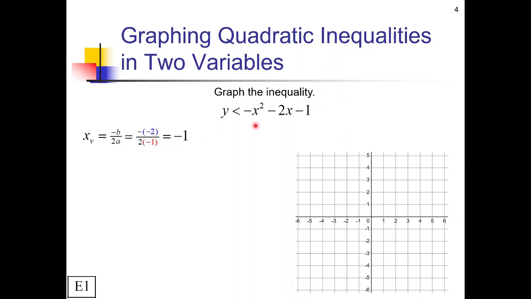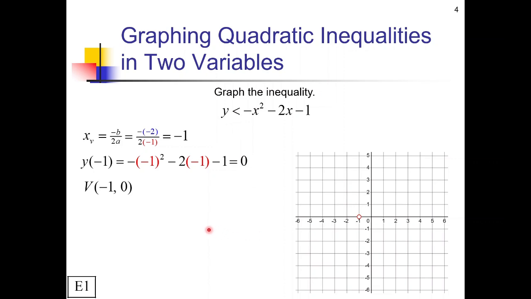Plugging that in for x to get the y value of the vertex, we've got negative 1 squared, which is going to give us negative 1 because we have 3 negatives there. And then this is going to be a plus 2. Negative 1 plus 2 is going to be 1. And then we have 1 minus 1, which gives us 0. So that then is going to give us a vertex of negative 1 comma 0, which I can put on my graph. So that's going to be negative 1, 0 right there. And again, open dots if you have no equals here.